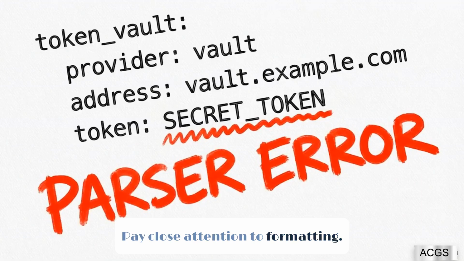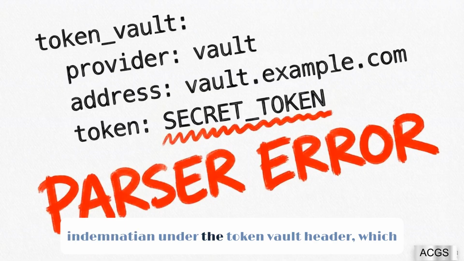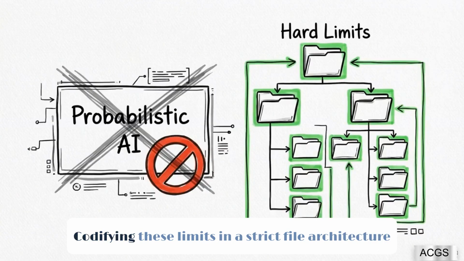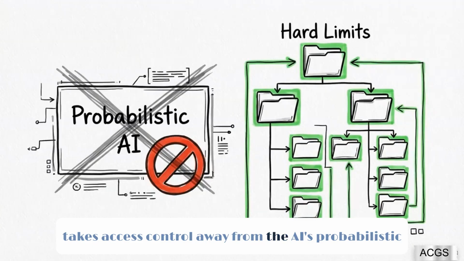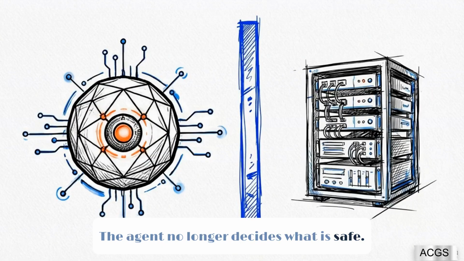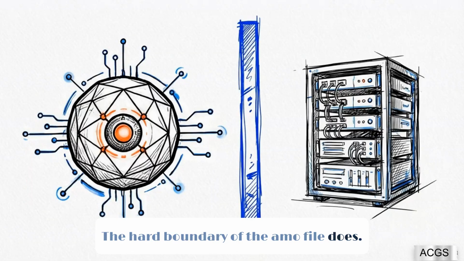Pay close attention to formatting. A common failure point is misaligning the indentation under the token vault header, which will cause the parser to fail entirely. Codifying these limits in a strict file architecture takes access control away from the AI's probabilistic reasoning. The agent no longer decides what is safe. The hard boundary of the YAML file does.